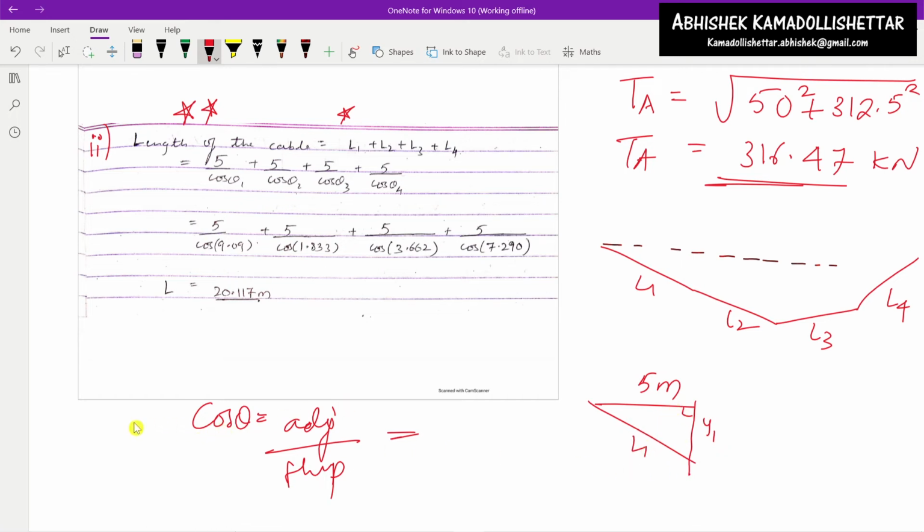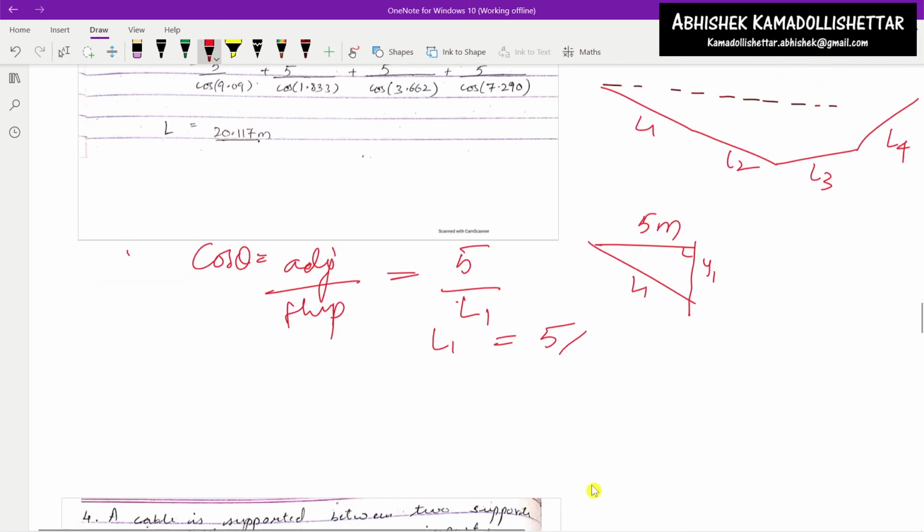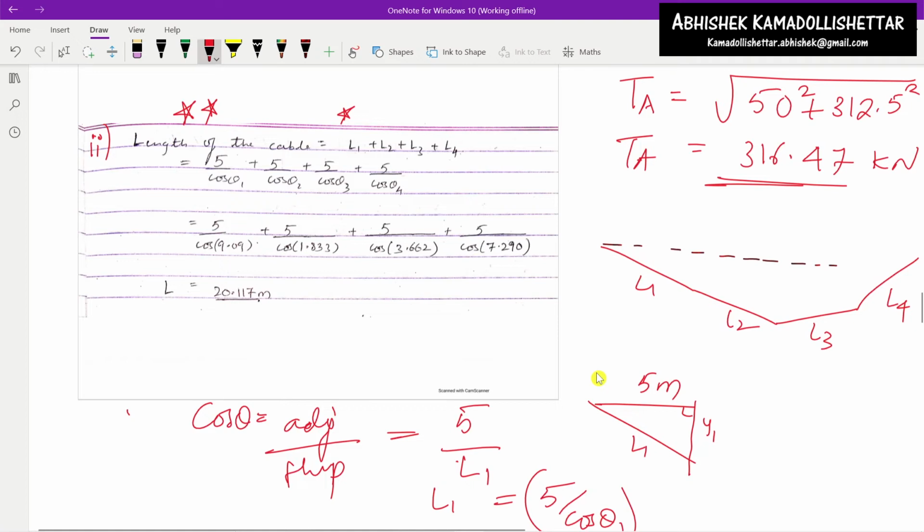Fine. So cos theta is adjacent, which is 5, divided by the hypotenuse L1. So L1 is equal to 5 upon cos theta 1. Similarly, you have to take the lengths L2 as 5 by cos theta 2, L3 as 5 by cos theta 3, and L4 as 5 by cos theta 4.